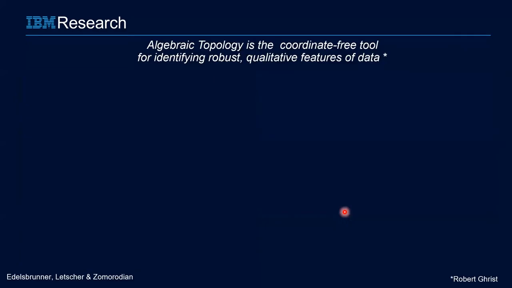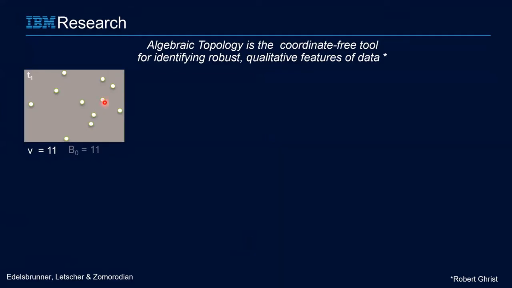So let's start with something that you are familiar with. This is a graph with 11 vertices and no edges, and so V is equal to 11. In the language of algebraic topology, this is the 0th Betti number, which corresponds to the number of connected components, which is 11. I'll show you these values, or the summary of your graph, in 2 columns.